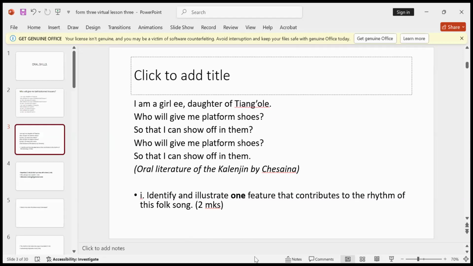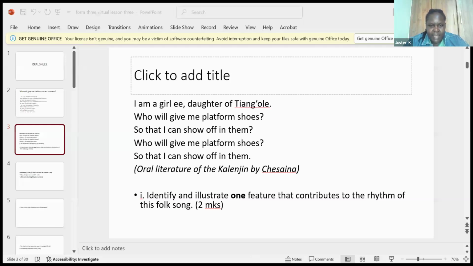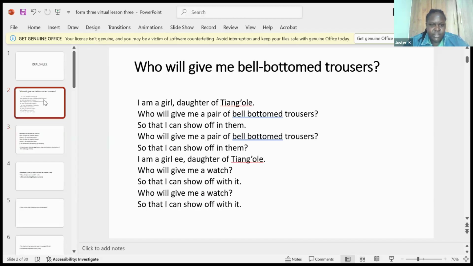Oral Literature of the Kalenjin by Chesania. Thank you. The first question is for us to identify one feature that contributes to the rhythm of this folk song. Is there anybody who has an idea? I can give you a second to just look at it. Identify and illustrate one feature that contributes to the rhythm. That is very simple. Just go through the song for a second and see what is bringing it.